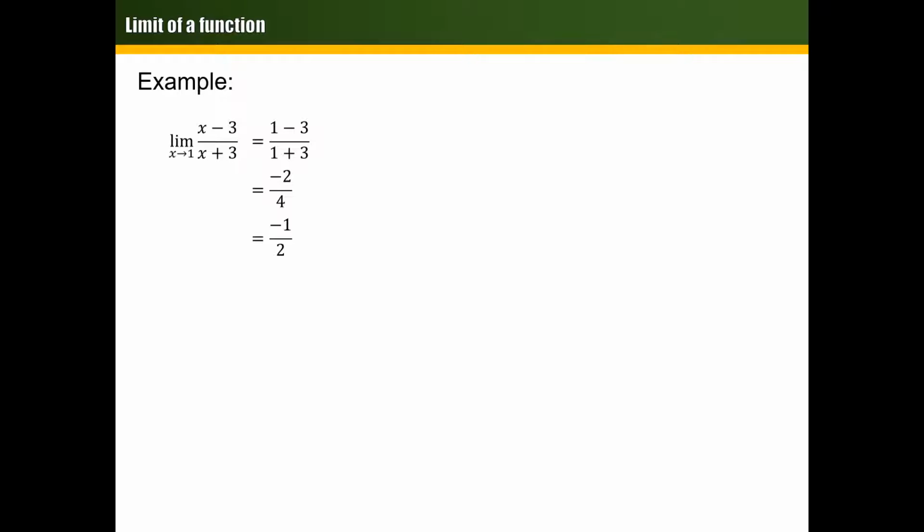How about this example? This time, meron tayong rational function na x minus 3 over x plus 3. We want to take its limit as x approaches 1. Let's try to evaluate. We change x by 1, and we have 1 minus 3 over 1 plus 3. We get negative 2 over 4, and that's negative 1 over 2. Does this number exist? Yes. So, ito na yung kanyang limit, negative 1 over 2.